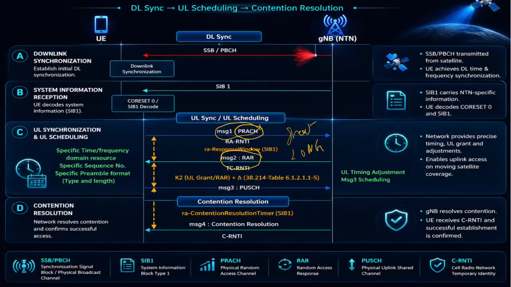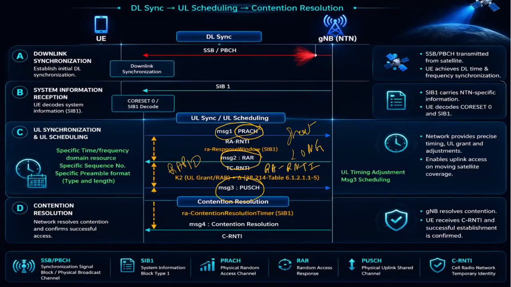Then we have message 2, the random access response. Upon receiving message 1, the gNode B sends a response called message 2, and it contains several important parameters like timing advance and random access preamble ID. We also call it RAPID, random access preamble ID. And it also introduces one more thing here, which is a temporary identifier, the random access radio network temporary identity.